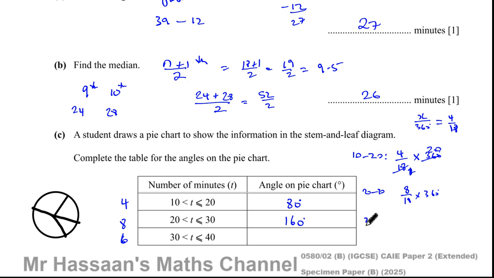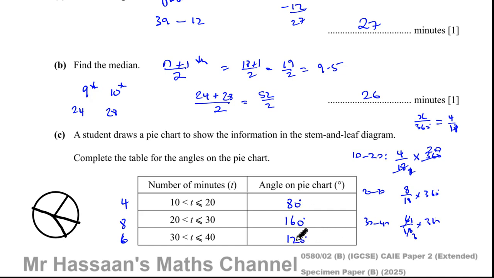And then we're going to have 30 to 40, which takes up 6 out of 18 times 360. Now 6 over 18 is 1/3, so that's going to be 1 over 3. And 360 divided by 3 is going to be 120, because 3 goes into 36 12 times. That's going to be 120 degrees.